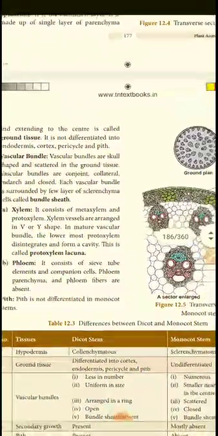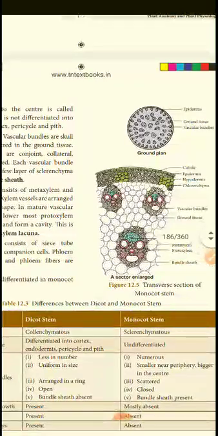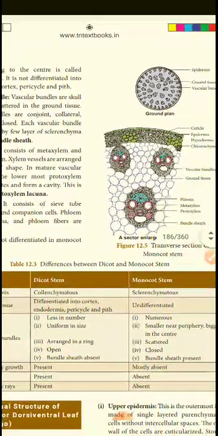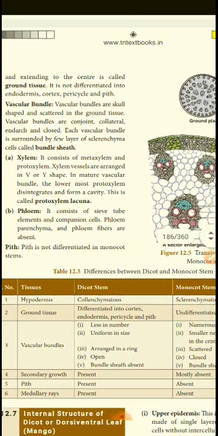It is not differentiated into endodermis, cortex, pericycle and pith. Vascular bundles are skull shaped and scattered in the ground tissue. Vascular bundles are conjoined, collateral, endarch and closed. This is the transverse section of the monocot stem. Example, maize. This is the maize stem structure. The sclerenchyma around the bundle is called the bundle sheath. Xylem, what is the xylem? It consists of metaxylem and protoxylem.